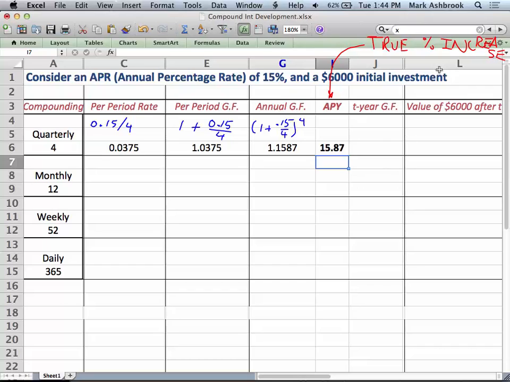APR, it's just not enough information. It's kind of something like the true percent increase, but you need the compounding along with it to establish what your true percent increase is per year. It's your actual percent increase. Okay, so why is it higher than 15? If the APR is 15, why is this higher than 15?